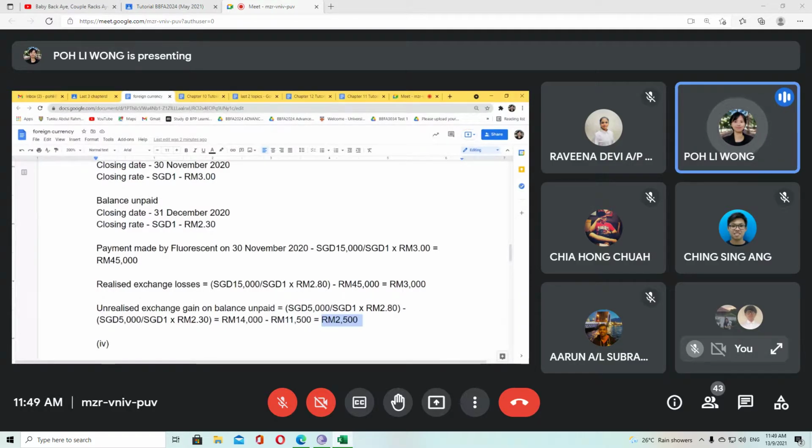So from this transaction, we have lost 3,000, we have gained 2,500 unrealized. Okay, so if I made the payment, so maybe I will just lose 500 Singapore dollars. Okay, so that's the difference between realized and unrealized. So realized is on paid amount, unrealized is on those unpaid amount. Okay, so that was for your question number 3.